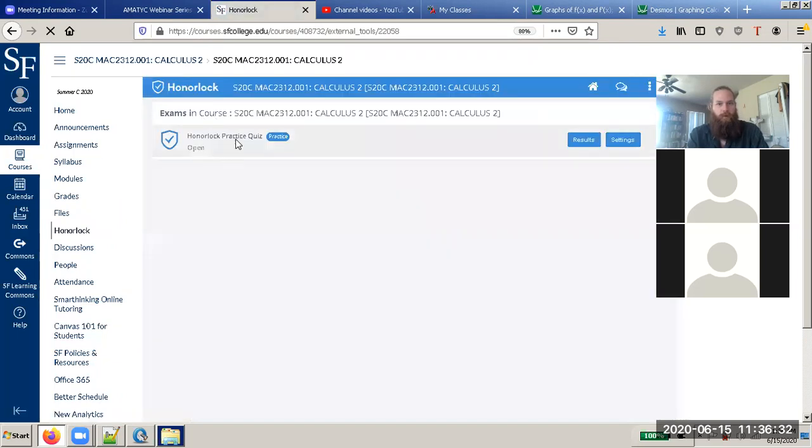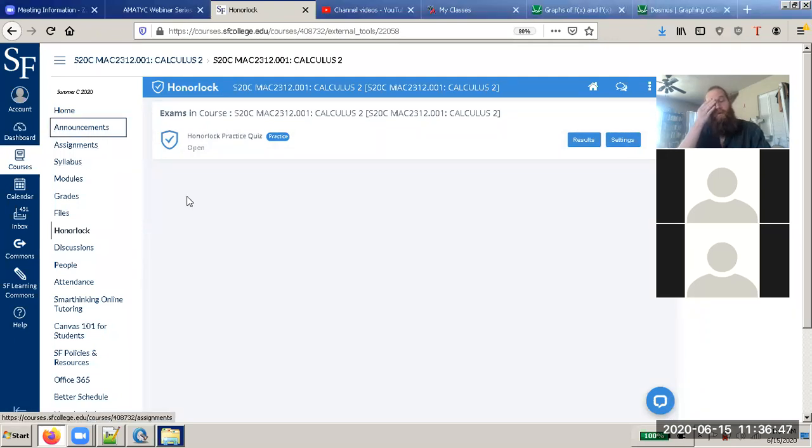you see you've got HonorLock practice quiz, and you guys will have different buttons over here. For me, it says results and settings, but you'll have a button that says launch proctoring. So that's how you take the practice quiz. There are no questions on the practice quiz. It's just the ID verification stuff.